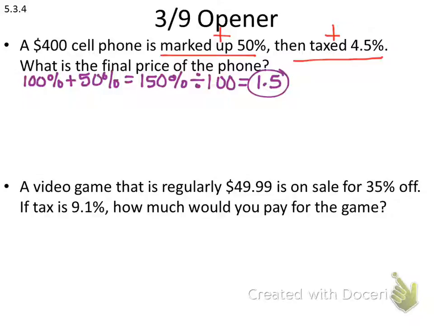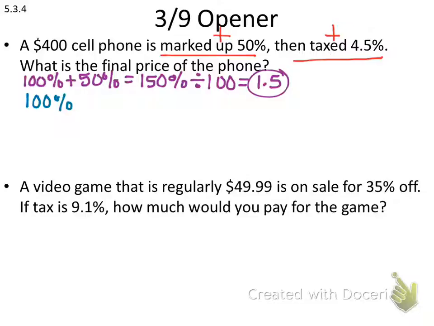So now we're going to find our next multiplier. So our next percent change is going to be that taxed at 4.5%. Darren, go ahead and get me my second multiplier. So how am I going to find the increase of 4.5%? How do I find that multiplier? According to your notes, I start at what? Oh, 100%. Okay. Then what do I do?